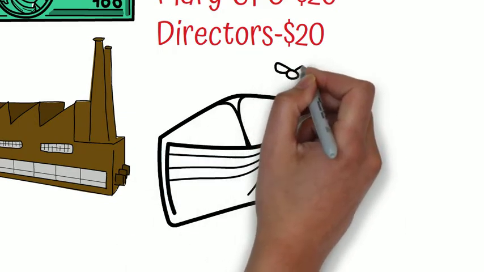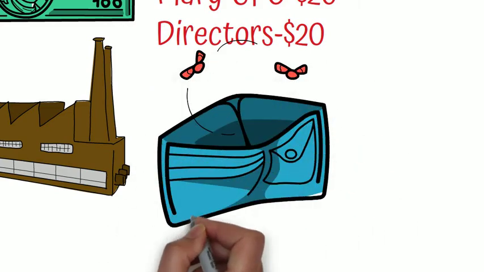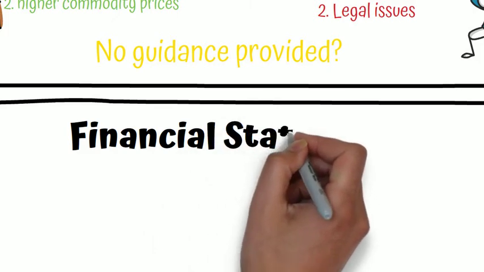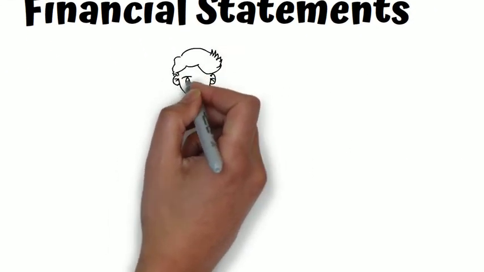And this is quite basically what happened with COVID: management were paying themselves the same even with the bad year, and they were slashing dividends, which is a major red flag. So the next thing we're going to look at is financial statements.